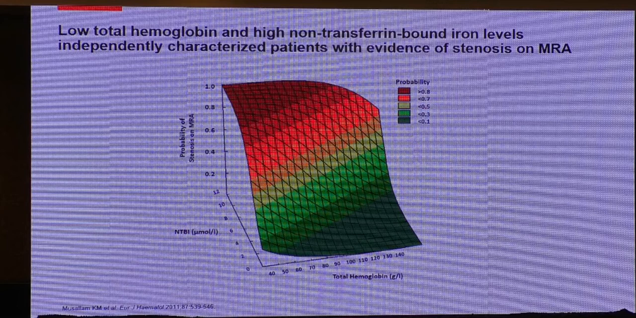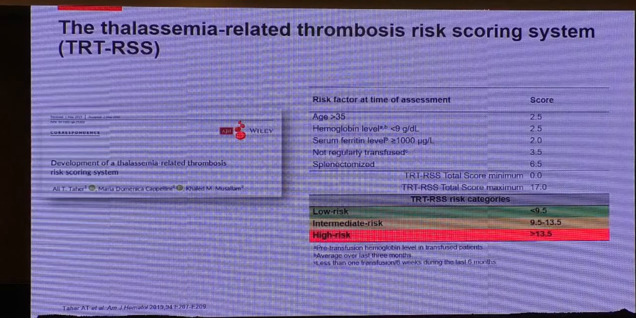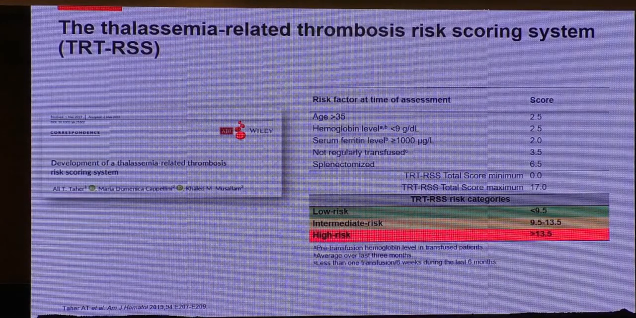So when the NTBI, which is the non-transferrin bound iron, was higher, or the hemoglobin was lower, we ended up having more stenotic events in these patients, which led to consequent infarcts later on. And this is the thalassemia thrombosis risk scoring system that we put together not long ago, 2 years ago, myself and Professor Taher and Professor Cappellini, to try to at least put all this information together.